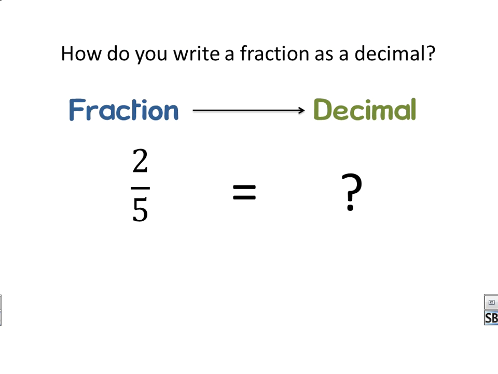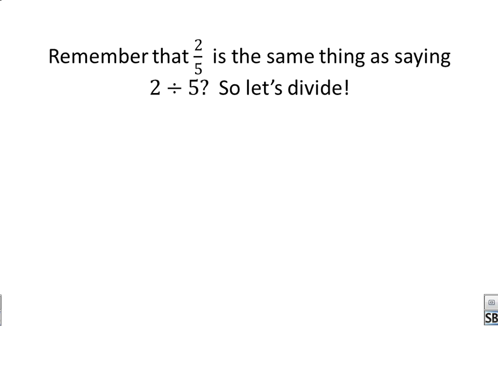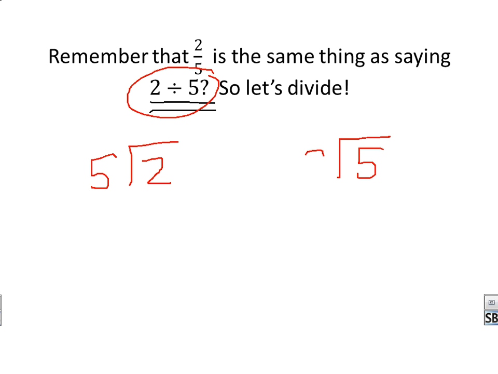Moving on. So how do you write a fraction as a decimal? So let's say, what if I gave you 2/5? This is something that you might not know in your memory. So how would I go about writing 2/5 as a decimal? If you recall back to 3.1, 2/5 is the same thing as saying 2 divided by 5, right? 2 divided by 5. So that's what we're going to do. We're going to divide. But here's the tricky part. Is it 2 divided by 5, or is it 5 divided by 2?